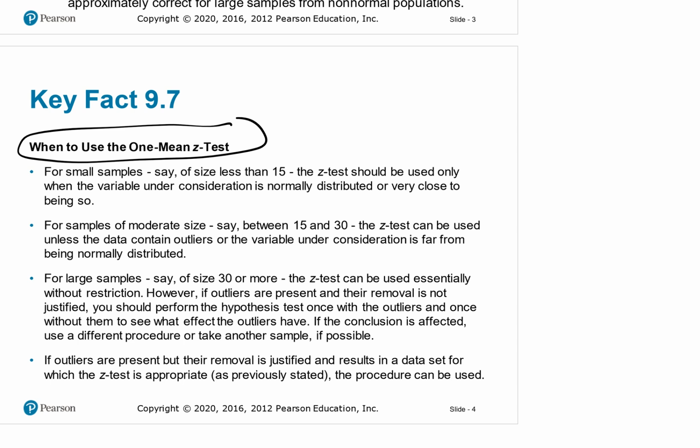For small samples, like less than 30, say a sample size of 15, the z-test should be used only when the variable under consideration is normally distributed or very close to being so. If it's normally distributed, the curve is bell-shaped and symmetric. That's if the sample size is less than 30, any number less than 30. We need to make sure that this sample is coming from a population that is normally distributed in order for us to use the z-test.